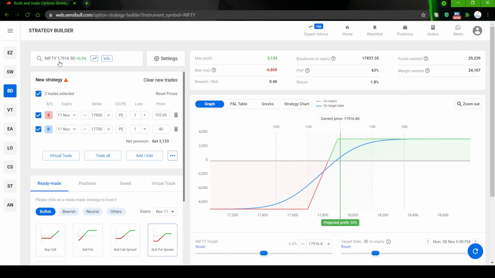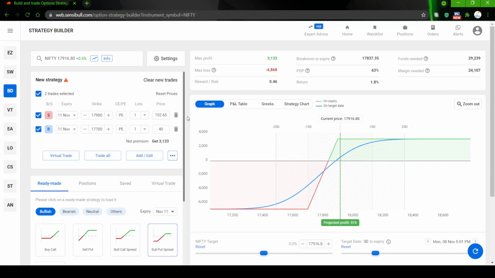Right now we are at 17,900, but where is our break even at expiry? 17,867. See, the market has to go down by another 60 to 70 points for us to start making a loss. So that is why the probability of profit of the bull put spread is quite high. Since we are dealing with puts, our margin required is slightly higher than dealing with call options, because the put option premiums are richer and the margin is also a little bit higher.